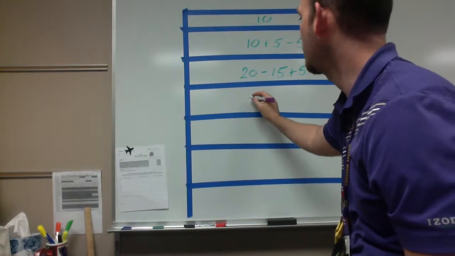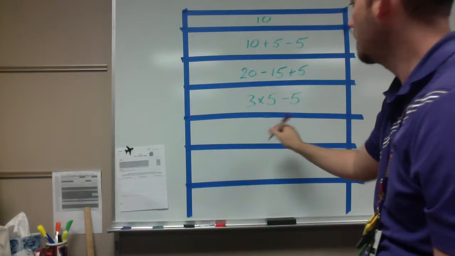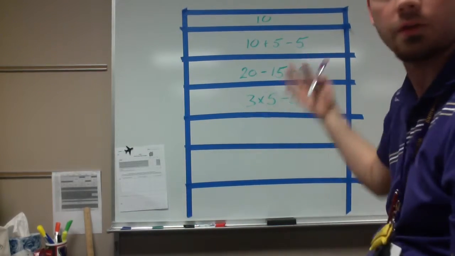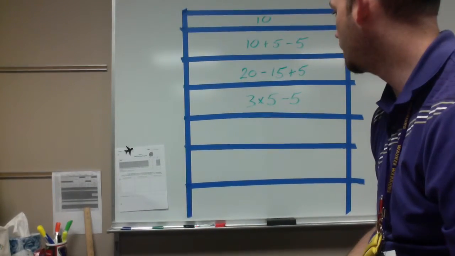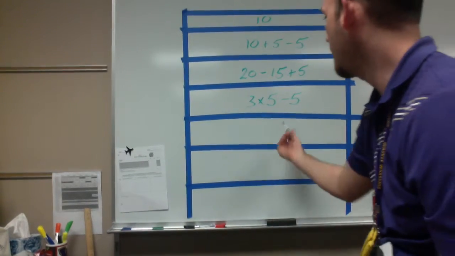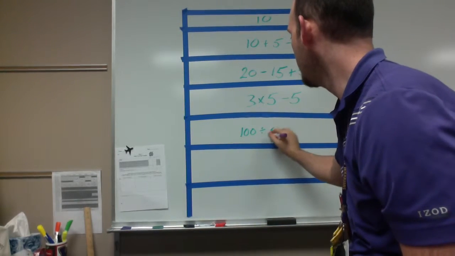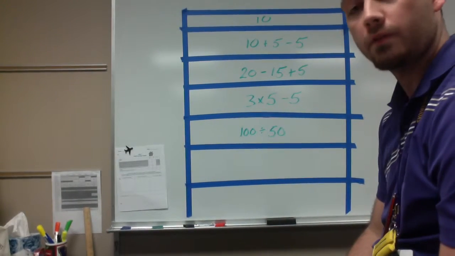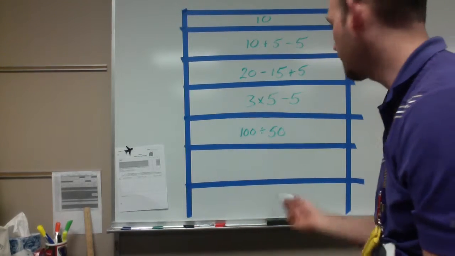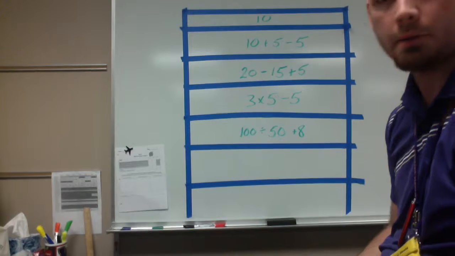So maybe we would do 3 times 5 minus 5. 3 times 5 is 15. Minus 5 brings you back down to 10. And if we wanted to add some division into our name collection box, maybe we do something like 100 divided by 50. So 100 divided by 50 leaves you with 2. Then we need to get back up to 10, so we would add 8 back on.